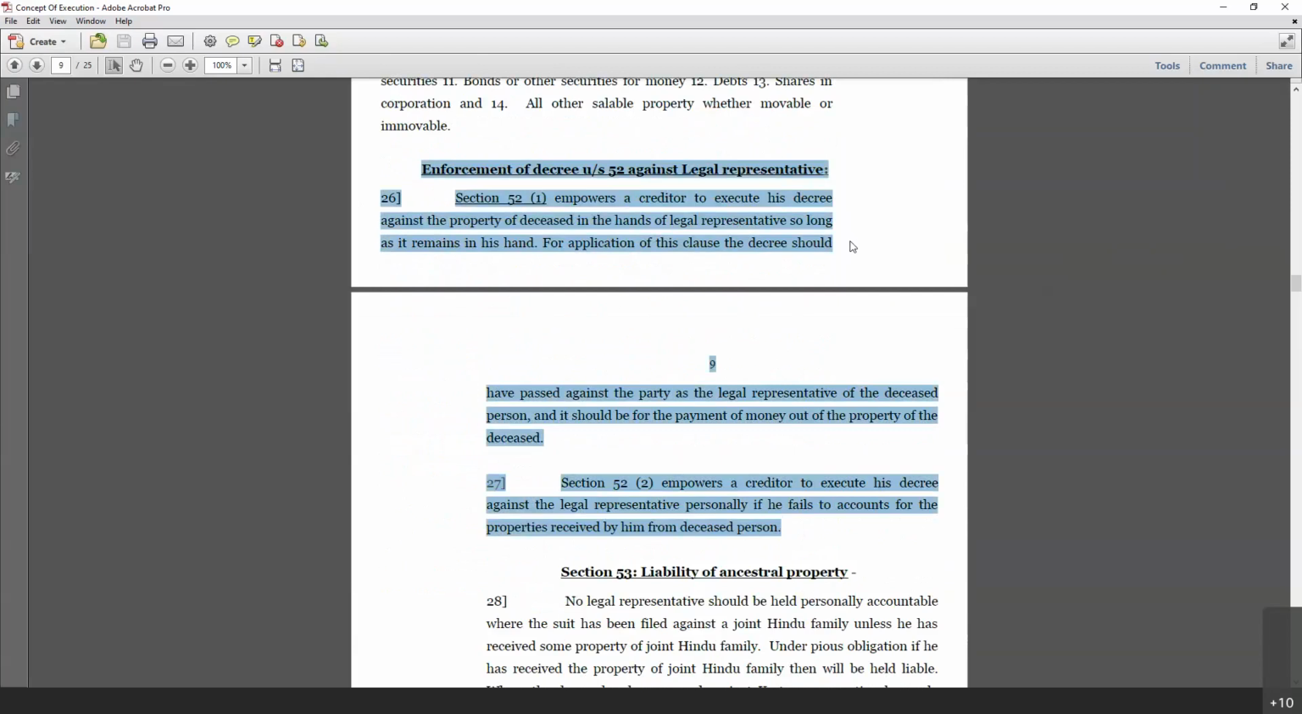But see, ultimately, we don't believe in a feudal system, where the son or the daughter is necessarily liable for the sins of the father, to put it in that dramatic sense. So, ex facie, you can't rope in a legal representative to execute the decree unless you demonstrate that the legal representative concerned actually benefited from the estate of the deceased judgment debtor.